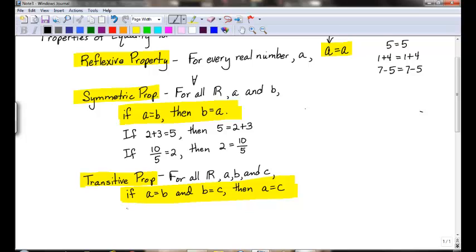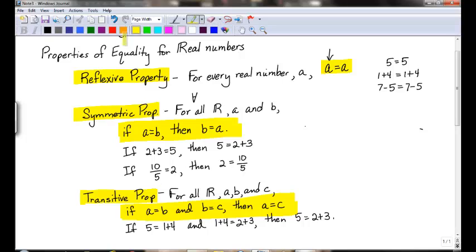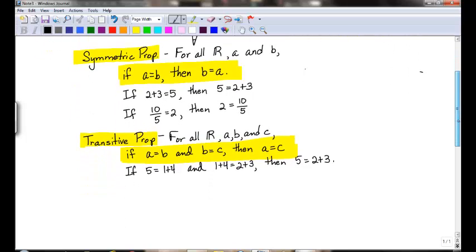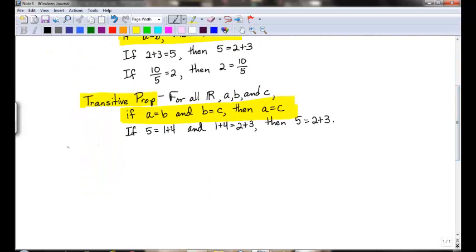So, an example. If 5 equals 1 plus 4 and 1 plus 4 equals 2 plus 3, then my A is 5, so then 5 equals 2 plus 3. That's an example of the transitive property. Okay, so those are all properties. They're all called properties of equality: reflexive, symmetric, and transitive. Now if you want to draw a little separator here.